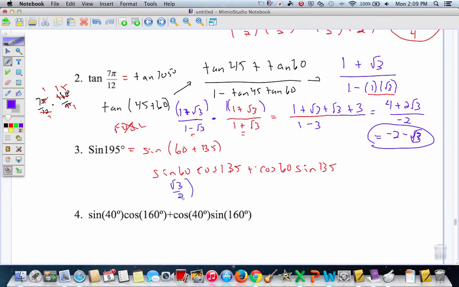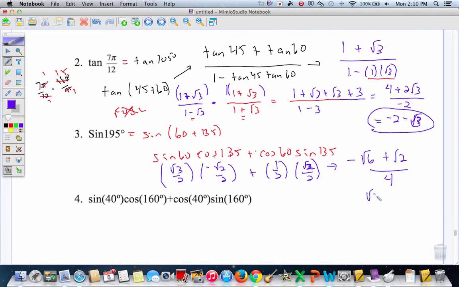Now we'll go ahead and make our substitutions. The sine of 60 is square root of 3 over 2. Cosine of 135 is negative square root of 2 over 2. The cosine of 60 is 1/2, and the sine of 135 is the square root of 2 over 2. And if we multiply that out, we'll have negative square root of 6 plus square root of 2 all over 4. Now you might see that rewritten as square root of 2 minus the square root of 6 all over 4, but honestly either answer is acceptable there.